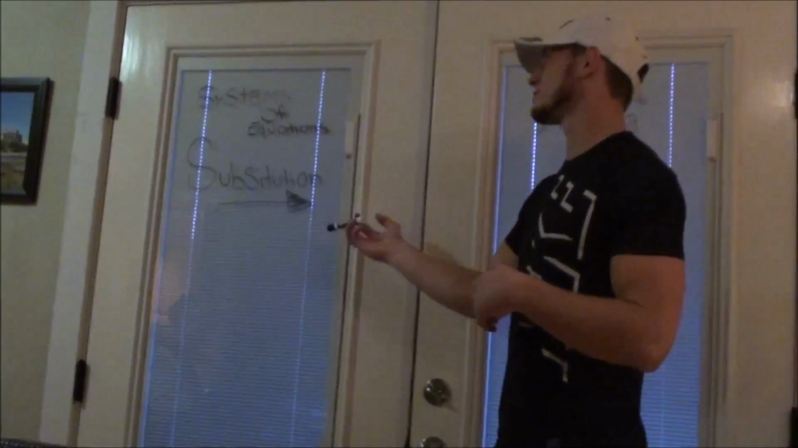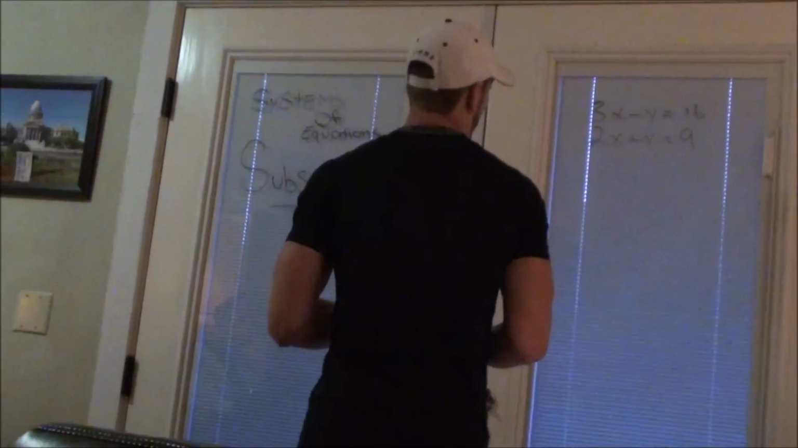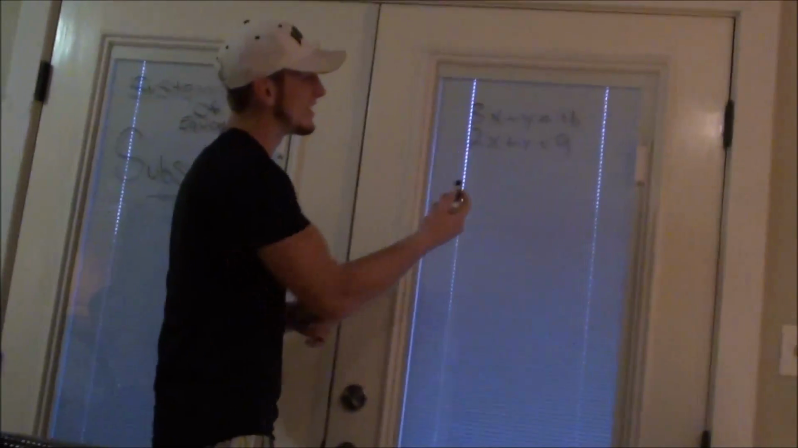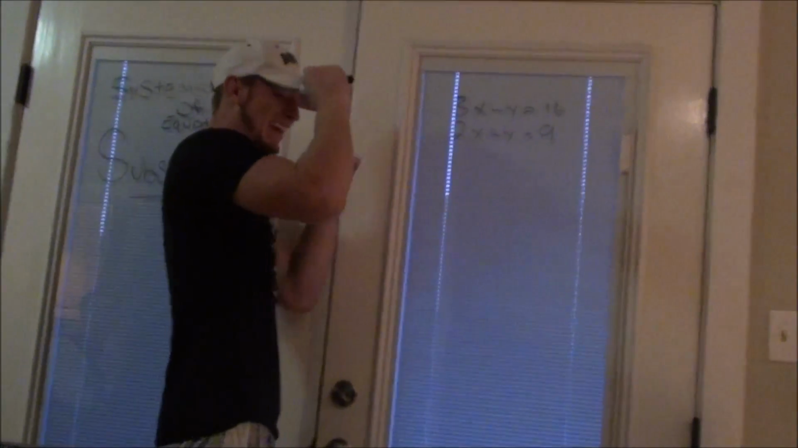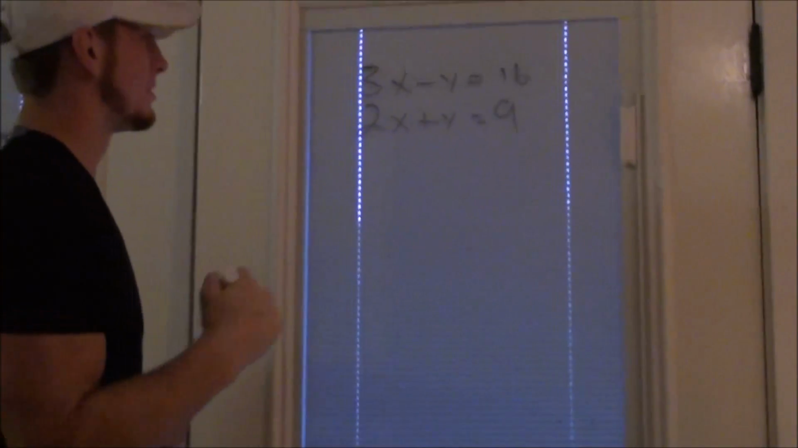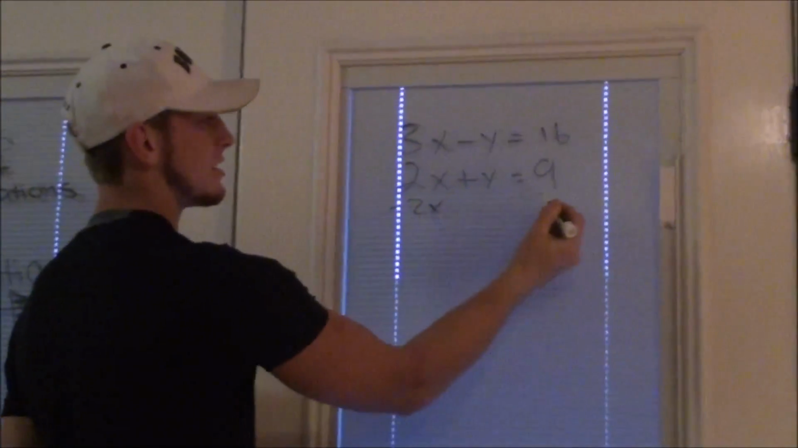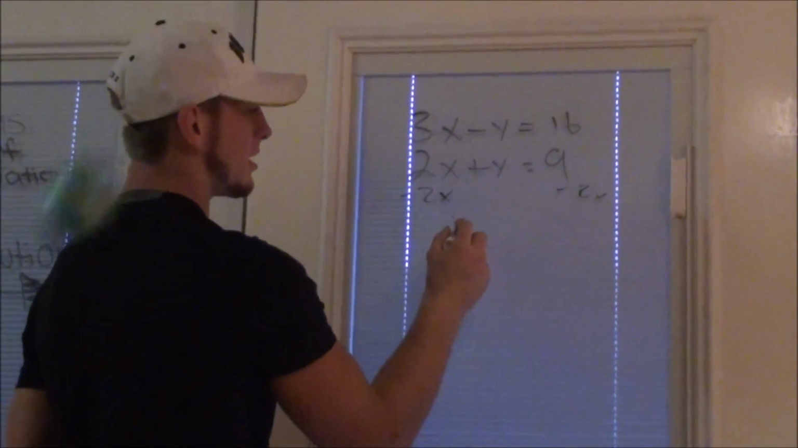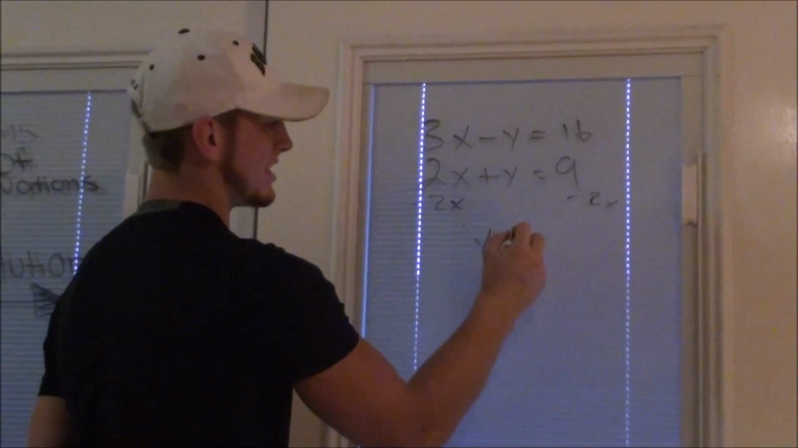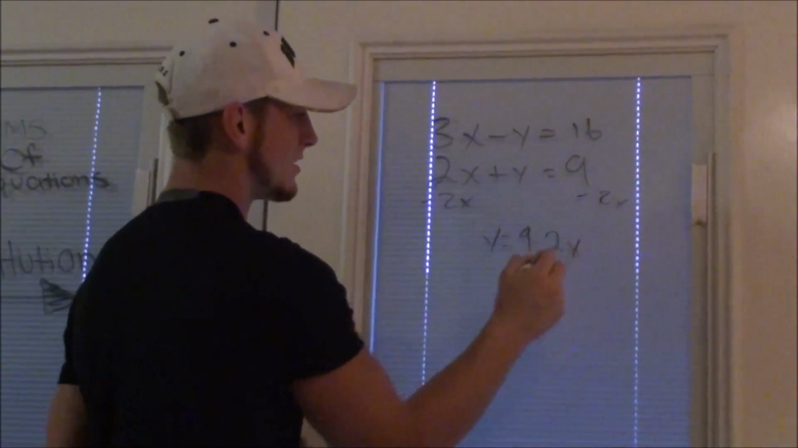Alright, so I'm doing systems of equation substitution. Our first one is 3x minus y equals 16 and 2x plus y equals 9. So what we want to do is get y by itself, so we're going to minus our 2x down here, and then we get y equals 9 minus 2x.